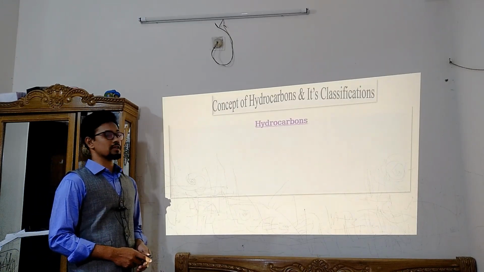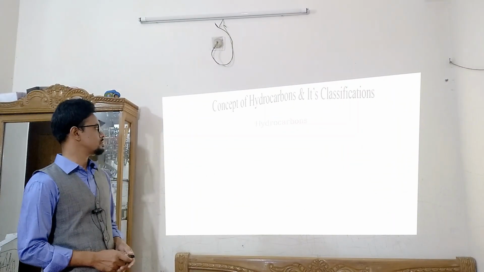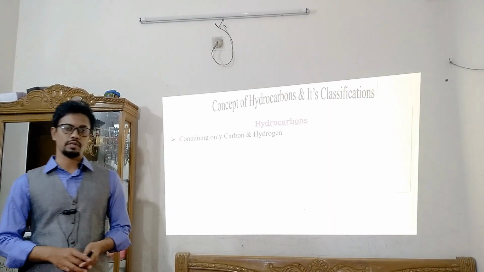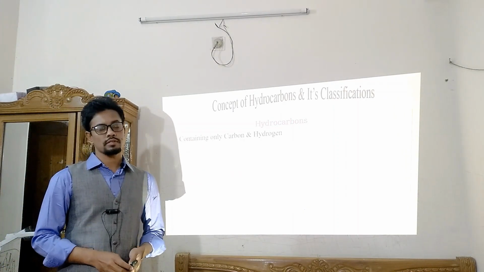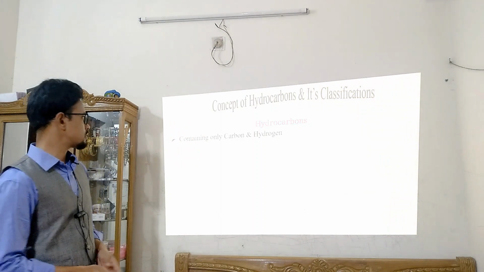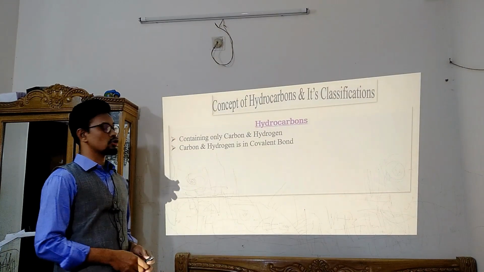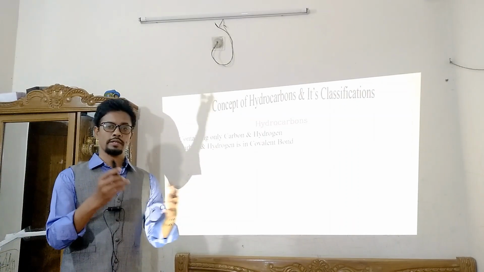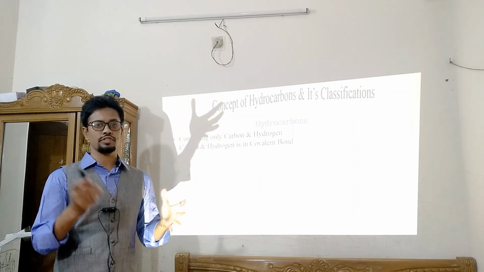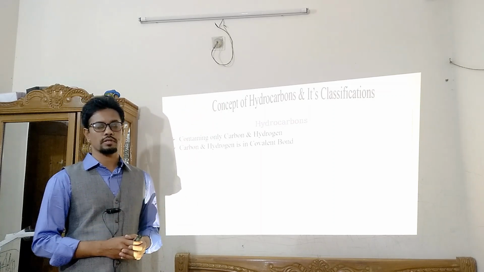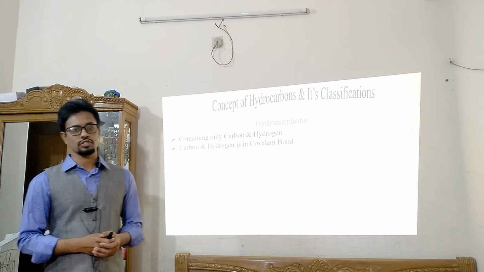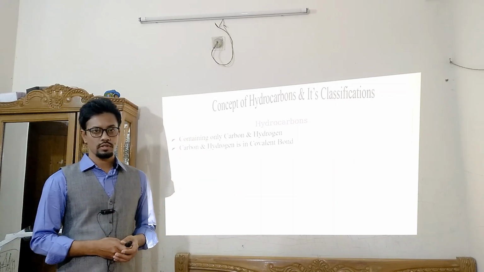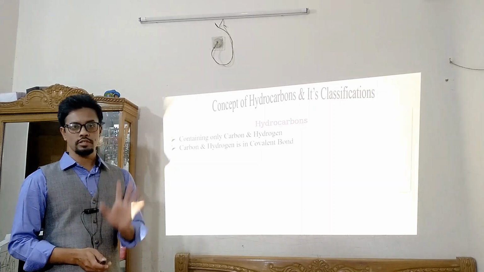Concept of hydrocarbons and their classifications. Now I am going to tell you. Hydrocarbons contain only carbon and hydrogen. They are made of carbon and hydrogen; no other elements can be obtained from hydrocarbons. Carbon and hydrogen are in covalent bonds. In these compounds, carbon and hydrogen make covalent bonds. You know that there are many types of bonding, such as ionic bonding, covalent bond, metallic bond, and hydrogen bond. Here we can see only covalent bonds.